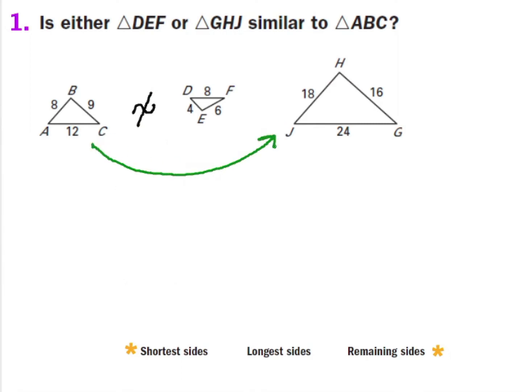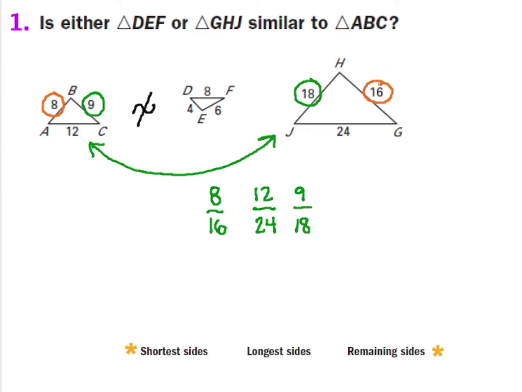Well, I really hope it's these 2 then. Let's check. We'll take the shortest side from ABC and the shortest side from GHJ, the longest and the longest, and the medium and the medium. Did you notice that the right side of this one matches with the left side of this one? That's why I'm saying it's a little bit tricky. The 8 matched with the 16. So it's almost like that triangle was reflected.